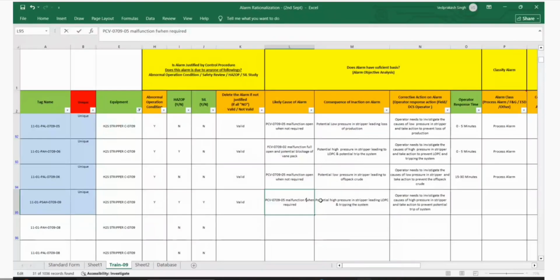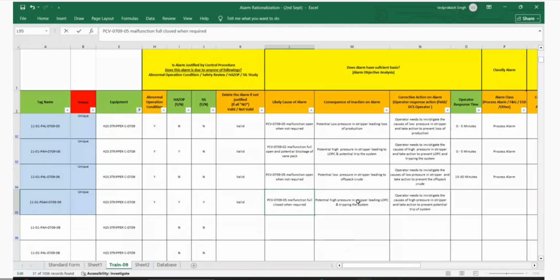Also include this vein pack blockage, because the location of this PAH is upstream of the vein pack. Okay. Right? When not required. No. This should be full close when required because it's creating high pressure. Yeah. Full close when required. Okay.